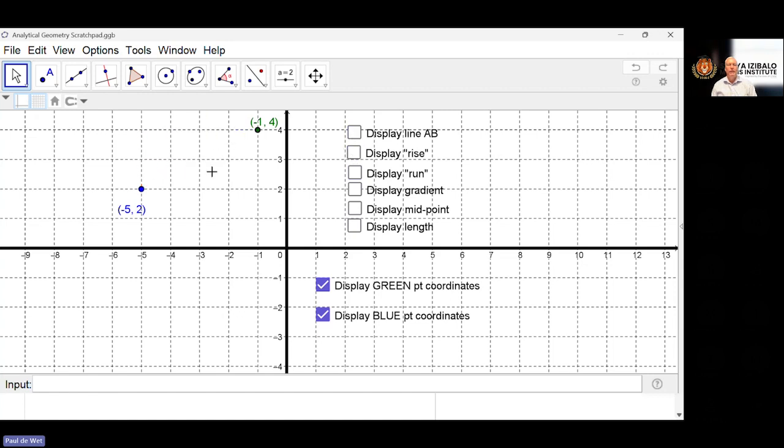Right. I want someone to tell me the gradient now of this line. All right, the gradient of line AB. And I want you to think, how much has it risen? How much has it run? It's 1. It's risen 1 and it's run across 1. Okay. All right. Now, well done.